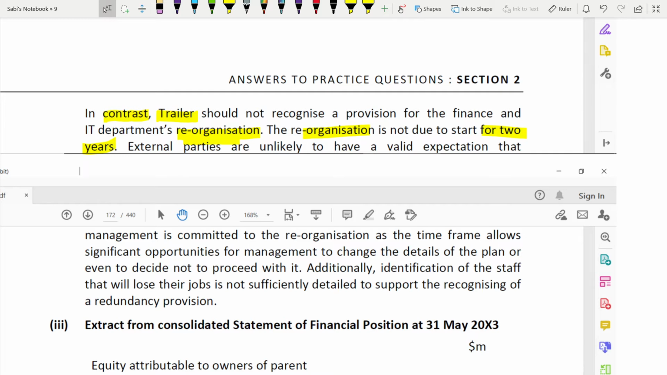What are their expectations? Are they expecting it? Have they been informed? Have they been communicated to? You need to talk about this in restructuring. So the next line is about them only. External parties, that means your employees and all, are unlikely. Give it in terms of probability when you're discussing provision questions. So external parties are unlikely to have a valid expectation that management is committed to the reorganization. It does not look like managers are so committed to reorganization.